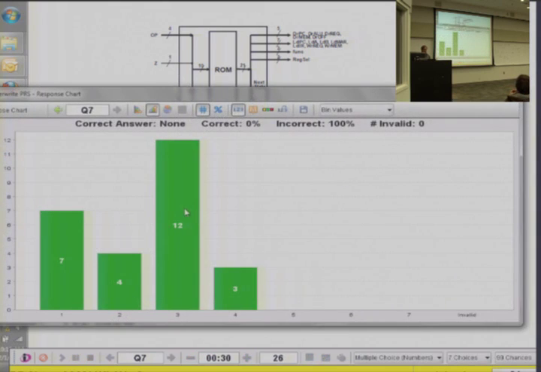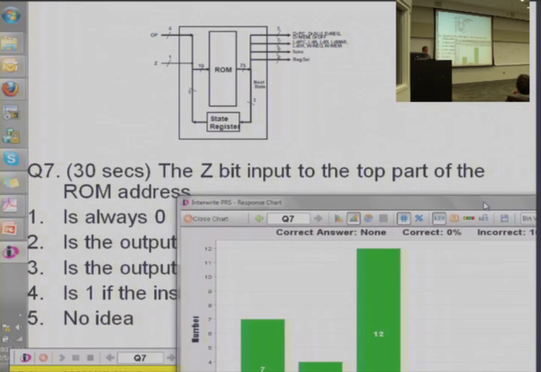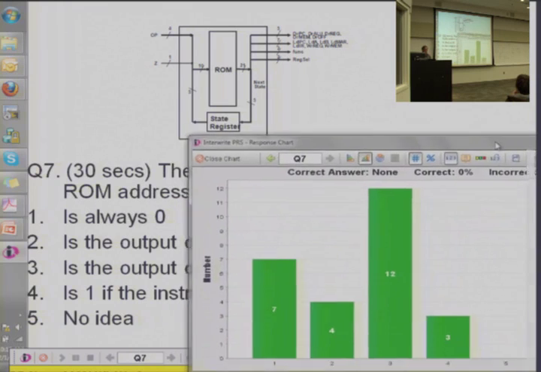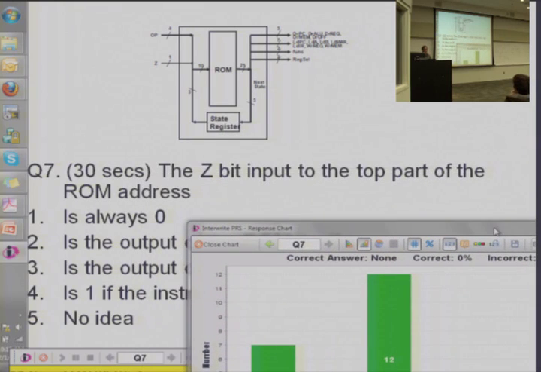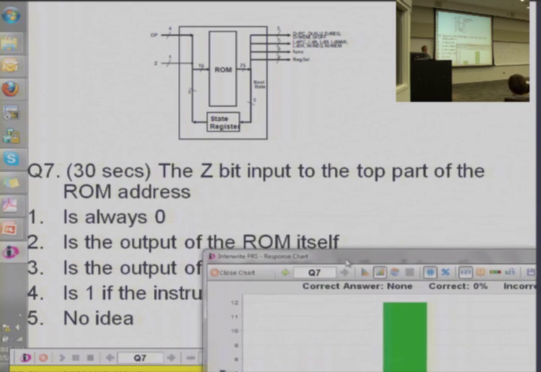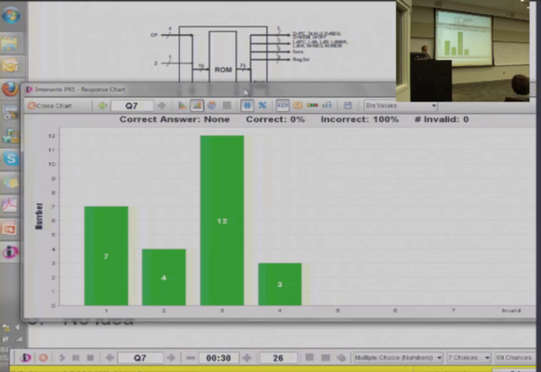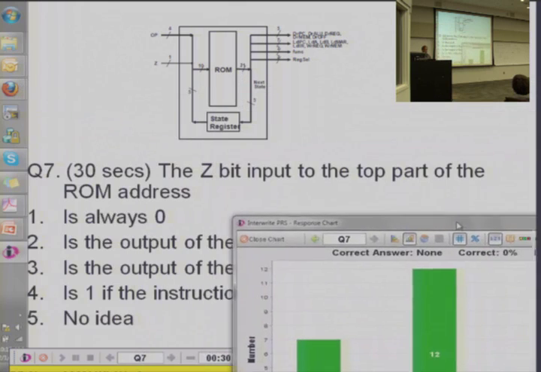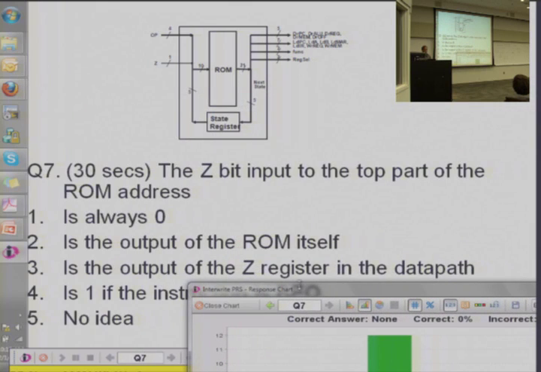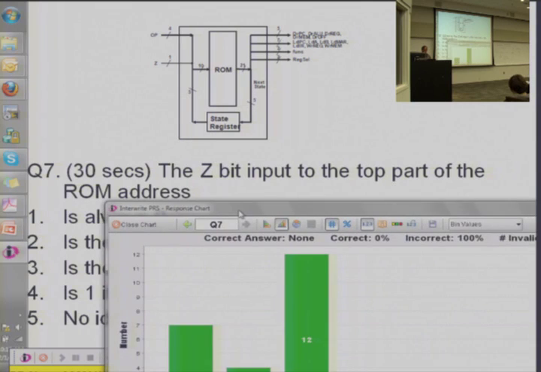Okay, well, I'm surprised about this here. We talked about this in the first half of the class, and we know that the output of the z bit that is coming to the control ROM cannot always be 0. Then you cannot implement the two-way branch that we're talking about, and so it has to be something that is dynamically computed, and that is the output of the z register in the data path. So the right answer is 3 here.